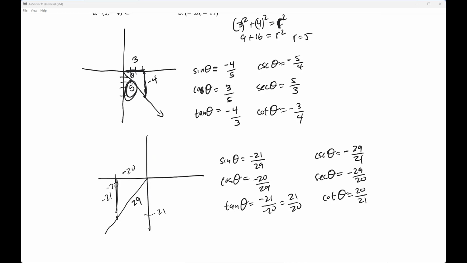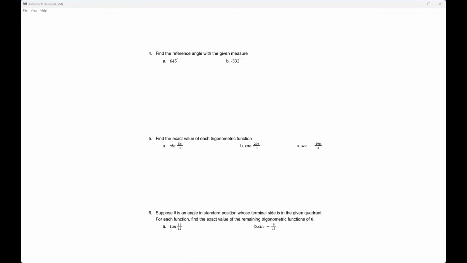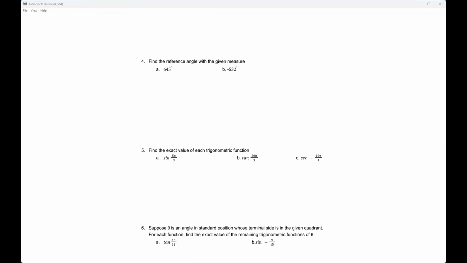All right, here we go. We'll find the reference angle with the given measure. Remember that you're trying to find the angle that is closest to the x-axis. So 645, this whole thing right here is 360, so we know that it's already 360. Then if we go over another 180, that is 540. If we go another 90 degrees, that's 630 right here. So for 645, we have to go another 15 degrees here, and we find an angle here.